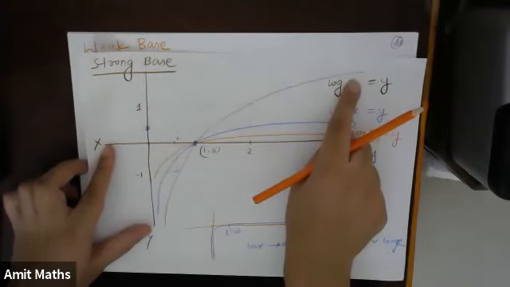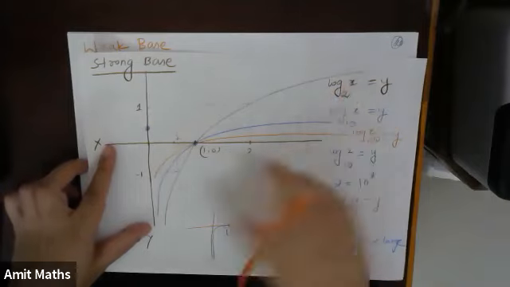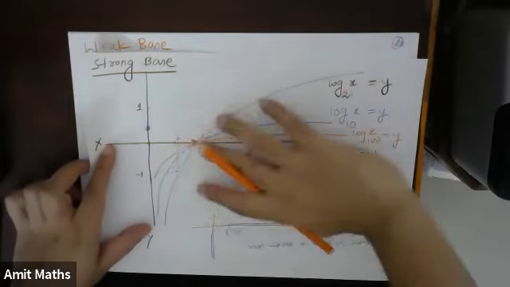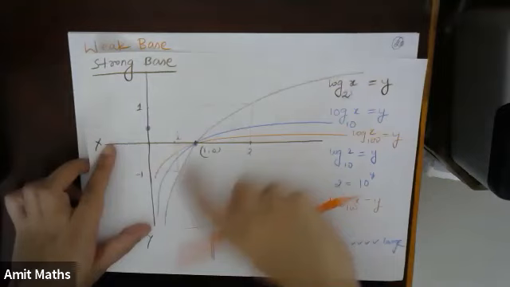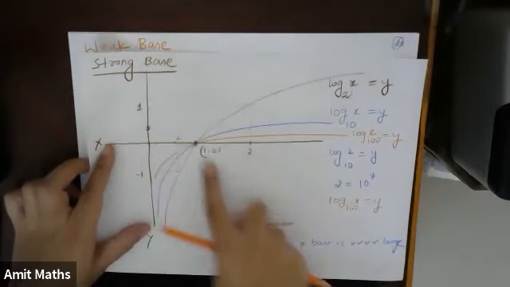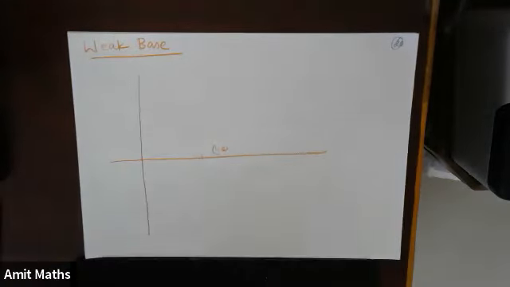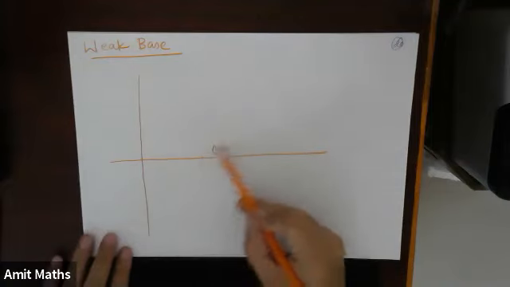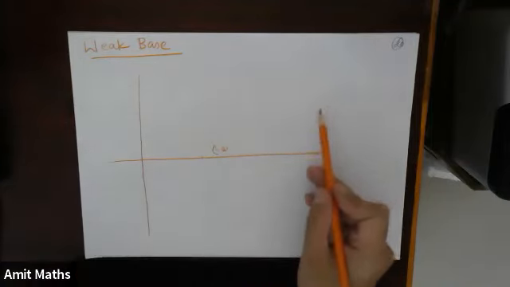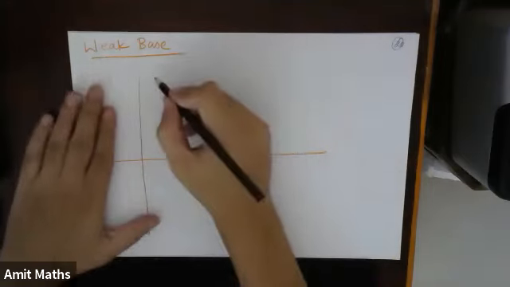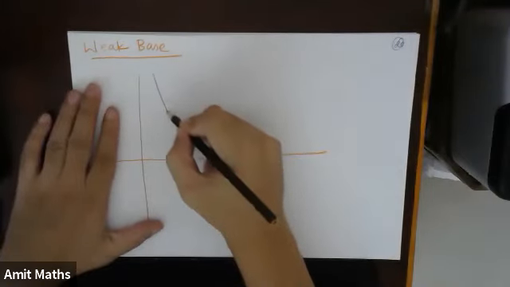Now for weak base, it will just invert. That means if it is like this, for weak base it will become something like this. So for strong base, the graph was something like this, and now for weak base, the graph will become something like this.